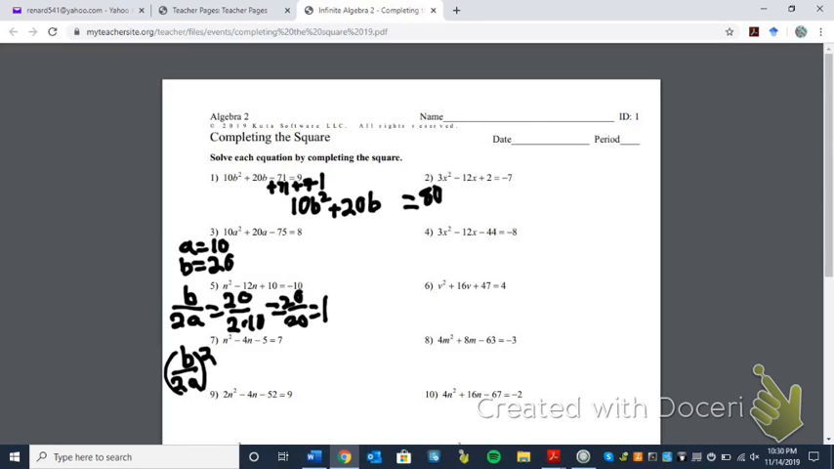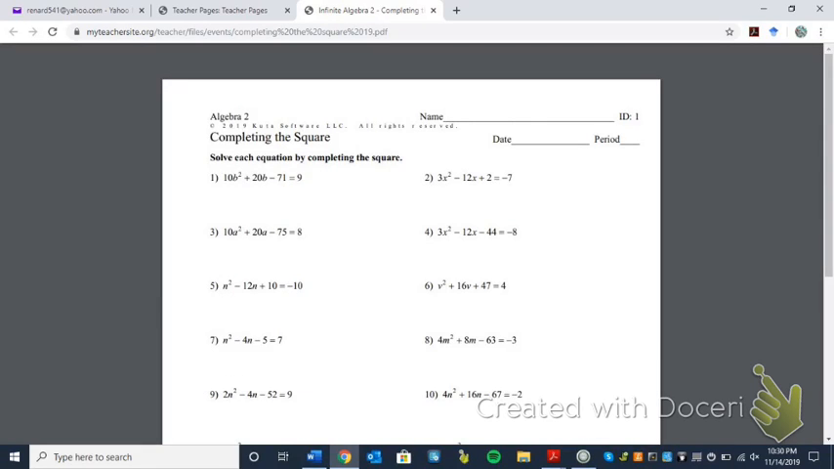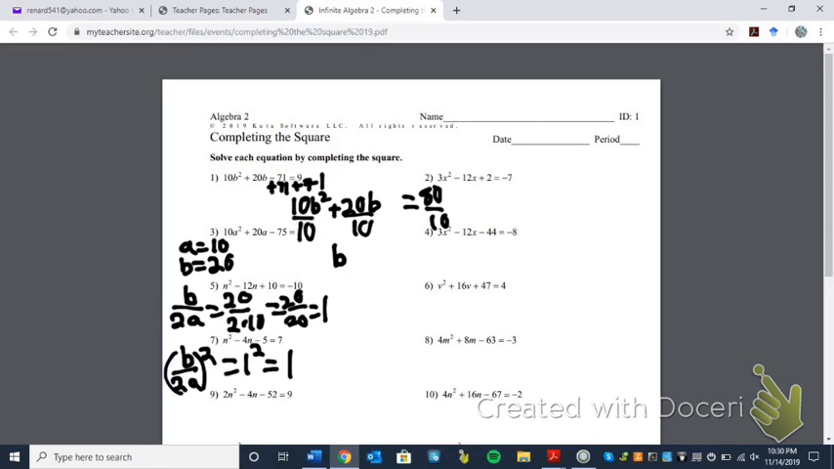And that means that (b over 2a) squared is 1 squared, which is also 1. So, step 2, we divide by a. We're going to divide everything by 10. 10 divided by 10 is 1. 1 times b squared is b squared. 20 divided by 10 is 2. 2 times b is 2b. And 80 divided by 10 is 8.